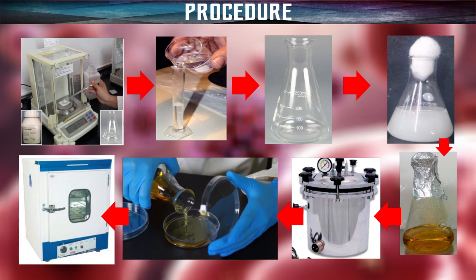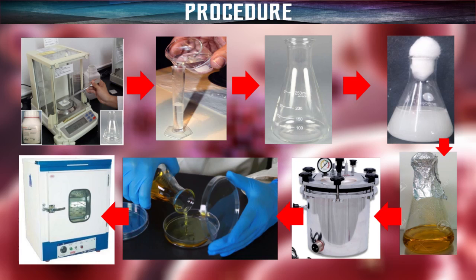After you have weighed the required amount, put the media powder into the conical flask. Then take a measuring cylinder and measure about 100 ml of distilled water. After that, pour the distilled water into the conical flask containing the media powder and then mix the media gently in the conical flask so that the media powder gets properly dissolved in the distilled water.